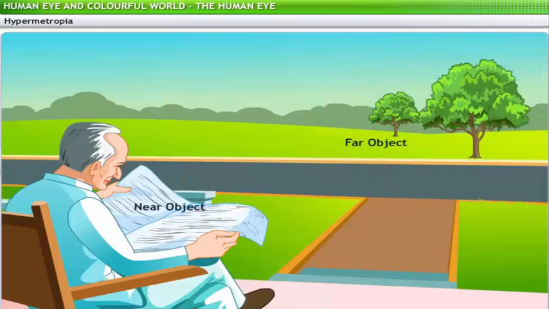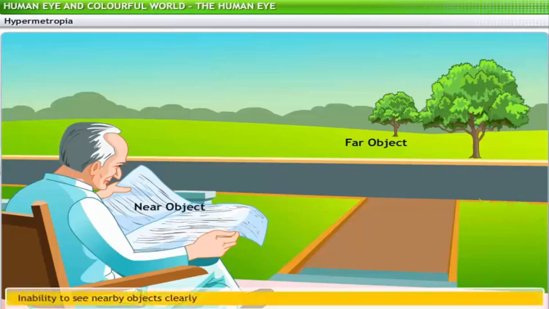Hypermetropia is a defect of vision in which a human eye has problems seeing objects located nearby clearly. However, an eye that has hypermetropia can see distant objects clearly. This condition is also known as long-sightedness or far-sightedness.